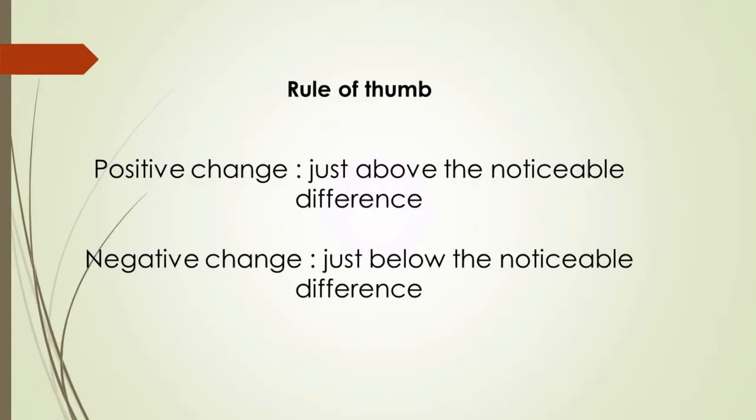There is also a dark side for this noticeable difference, and marketers use this when they want to make a negative change. Let's say, for example, that marketers want to increase the price of an item. If the noticeable difference is $1, they would make the increase by just $0.7. This way, the customer would not notice this increase.